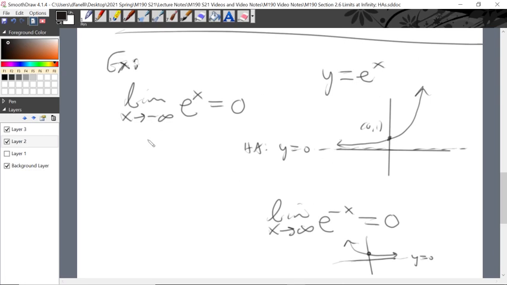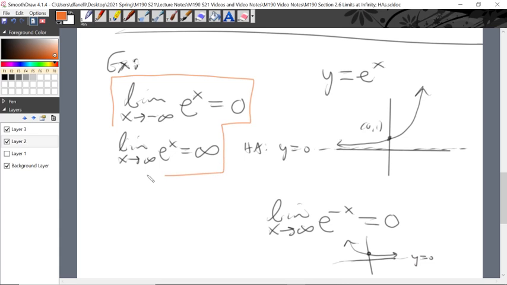And back to y equals e to the x. The limit as x goes to infinity of e to the x, well, that's also equal to infinity. So this is important.